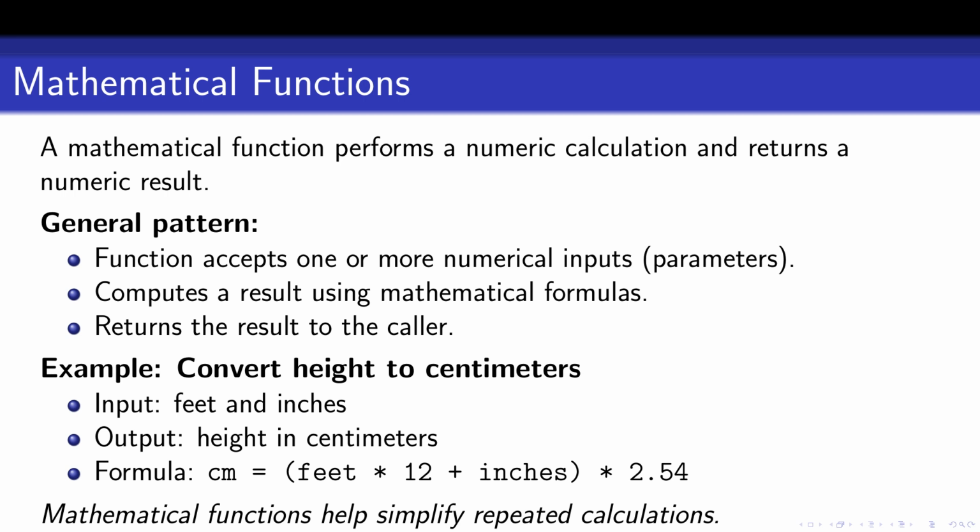Mathematical functions are a classic use case for defining reusable logic. These functions accept one or more numeric inputs, perform a calculation using a formula, and return the result to the caller. For example, a function could convert a person's height from feet and inches into centimeters by applying a specific formula. Rather than writing out that formula every time you need it, you encapsulate it in a function like convert_to_cm. This makes the logic reusable and easier to modify if the formula ever changes.